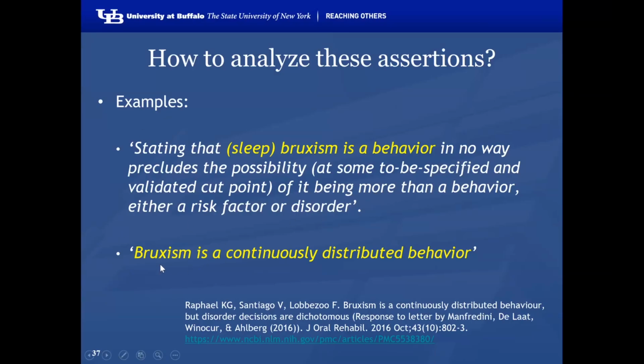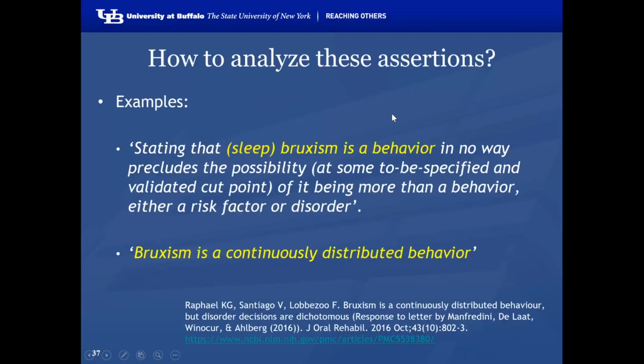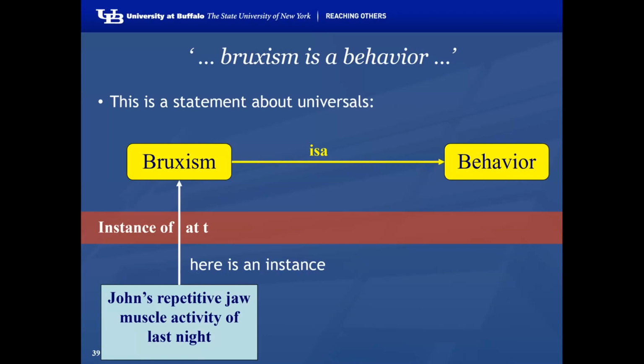Or the second statement, bruxism is a continuously distributed behavior. So let's analyze that again in light of that distinction. Okay? So this is a statement about universals. Bruxism is a behavior. Okay? So we had it here. Bruxism is a continuously distributed behavior. Just make it behavior to start with. So now you have John's repetitive jaw muscle activity of last night, which is a process. Okay, and because the process happens in a certain way, therefore it is bruxism. And of course, it is then also an instance of behavior.